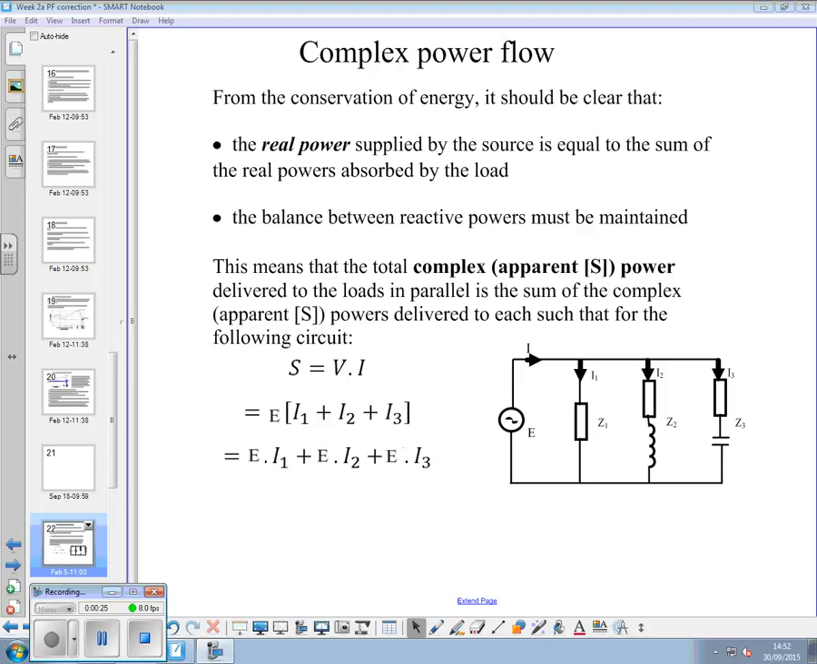So what that's saying is all the powers used by the loads has got to equal or add up to the power being supplied from the source. Conservation of energy. You cannot create it, can't destroy it. You can only convert it from one form to another.